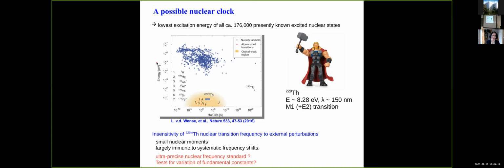If you look here at energy as a function of half-life, you see that everybody is at energies of mega electron volt, kilo electron volt, hundreds of kilo electron volt. And there are only two which are below 100 electron volt. One of them is uranium-235 with 76 electron volt, and thorium with 8 electron volt. And the main advantage, 8 versus 76, is, of course, you can hope of having a vacuum ultraviolet laser, a narrowband laser, with which you can do exactly the type of clock that is used from atomic clocks.